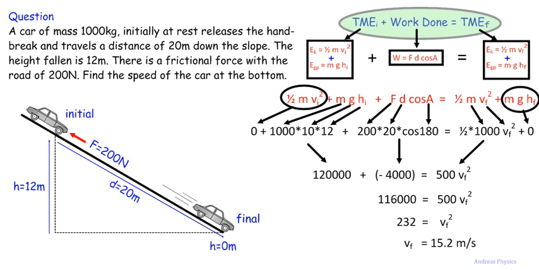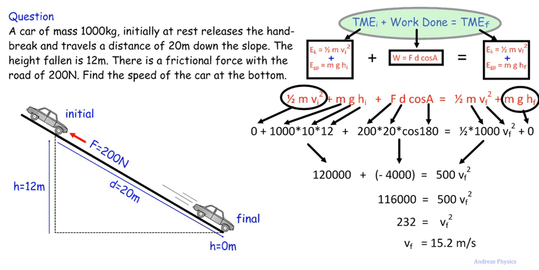So in working through the mathematics, we have mgh together equals 120,000, fd cos theta together equals minus 4,000, and half mv squared, where v final is unknown, half times 1,000 is 500 v squared. 120,000 plus minus 4,000 is of course 116,000 equals 500 vf squared. Dividing both sides by 500, we get 232 equals v final squared. And so square rooting both sides, we have the final speed to be 15.2 meters per second.